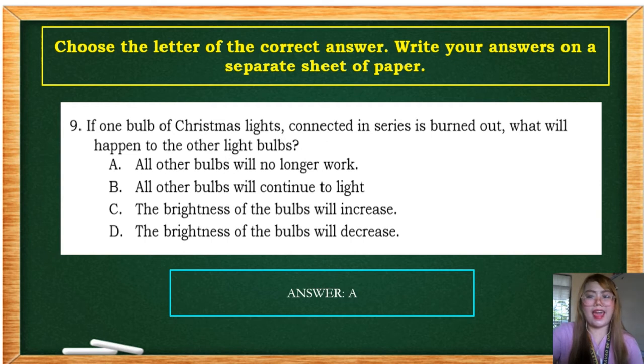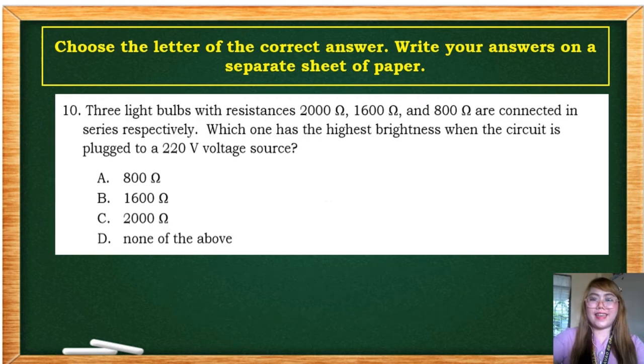Answer letter A. Number 10. Three light bulbs with resistances 2000 ohms, 1600 ohms, and 800 ohms are connected in series respectively. Which one has the highest brightness when the circuit is plugged to a 220 volt voltage source? A. 800 ohms. B. 1600 ohms. C. 2000 ohms. Or D. None of the above.